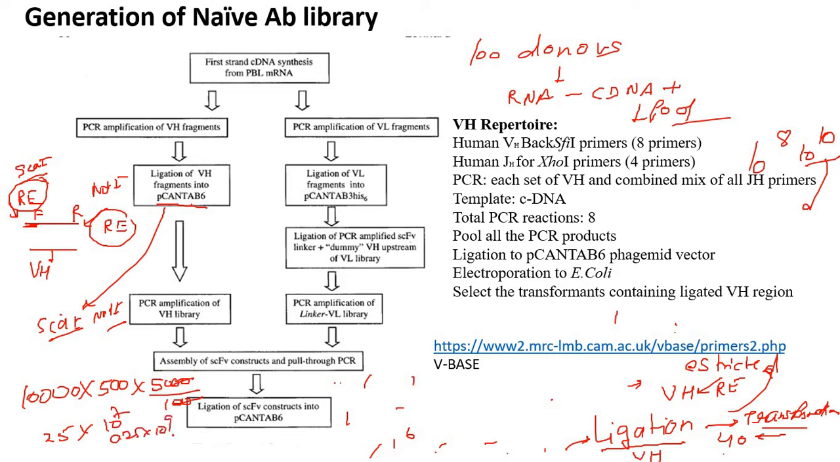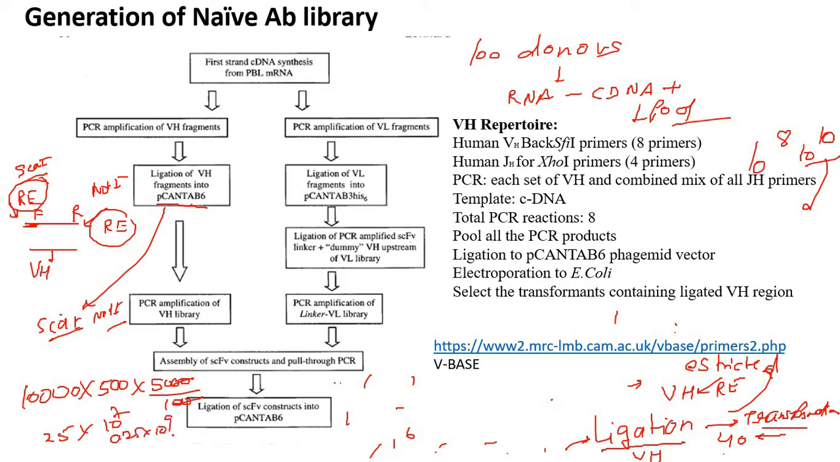Similarly, you have to do the reaction for the variable region of the light chain, and there are two types of light chains, the kappa chain and the lambda chain. Both you have to perform separately, and then you have to amplify the linker region. You select the clone that has the linker sequence, which is the glycine and serine region, then amplify that sequence and ligate again.